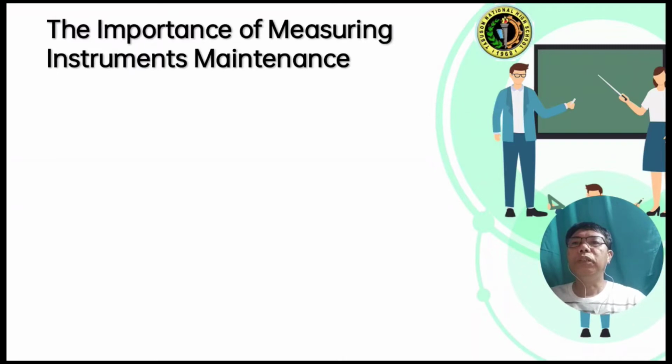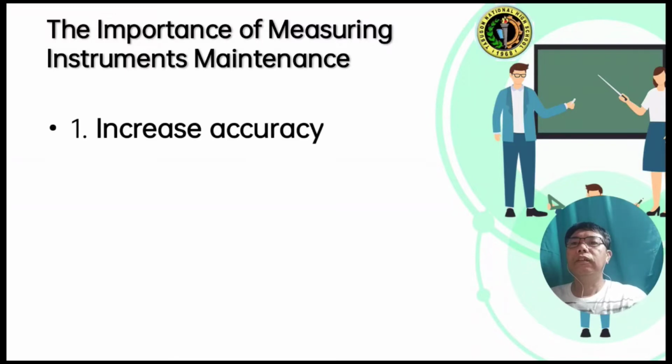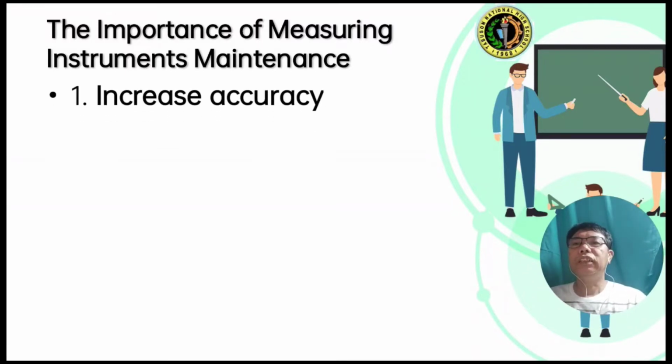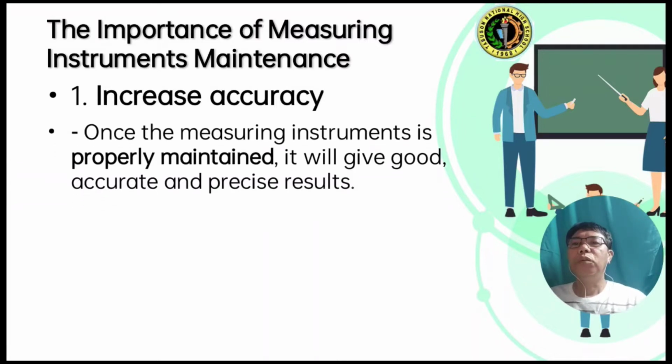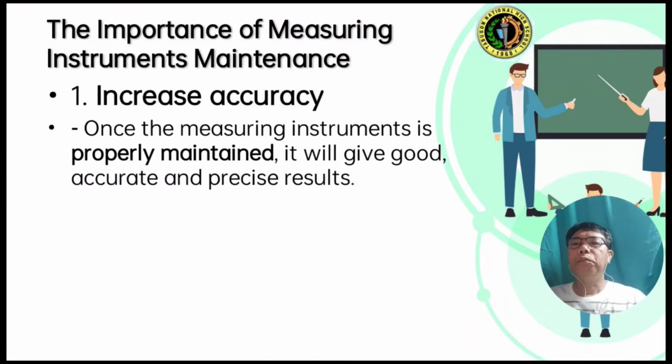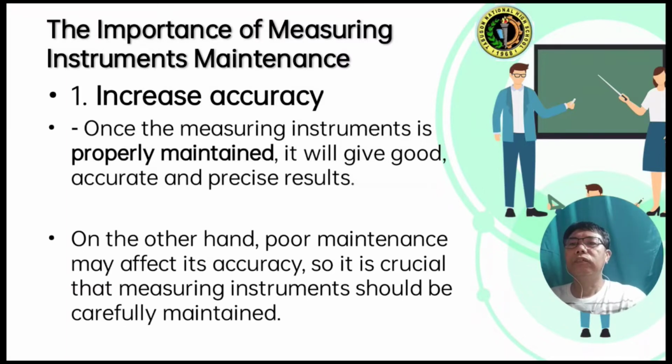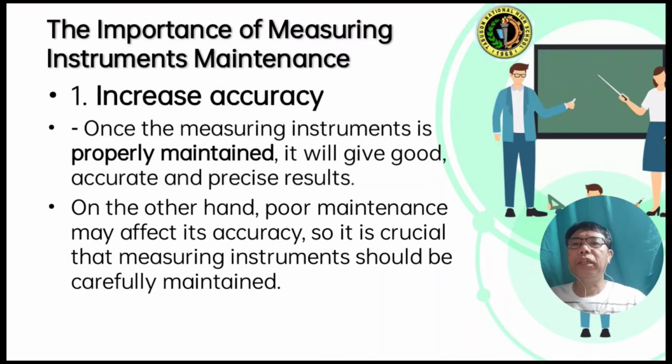Now let's go to the importance of measuring instruments and maintenance. Number 1 here is increased accuracy. Of course, that is understandable. Once the measuring instrument is properly maintained, it will give good, accurate, and precise results. On the other hand, poor maintenance may affect its accuracy. So it is crucial that measuring instruments should be carefully maintained.